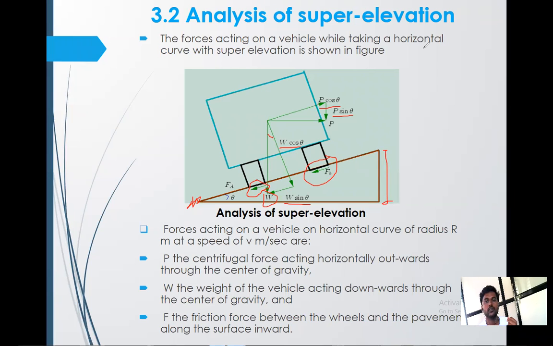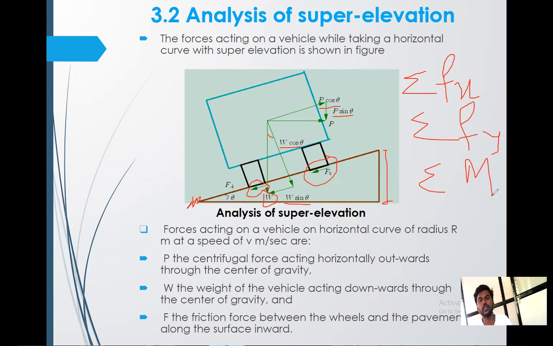One is the summation of forces in the x direction, that is, the horizontal direction. Then the summation of forces in the y direction, and lastly the summation of moments. These three equilibrium conditions we generally take for calculating forces and so on. Now here we are using the second one, that is, the summation of Fy is equal to 0.